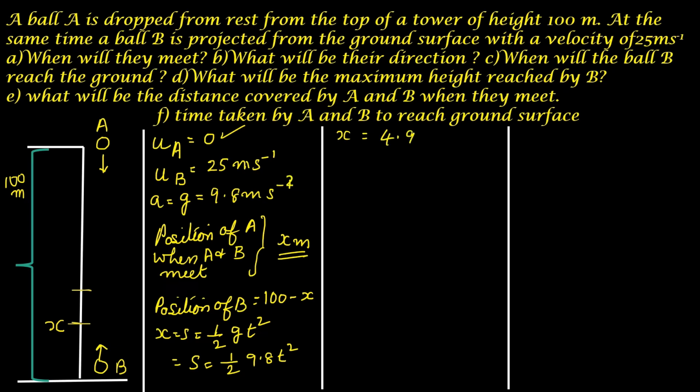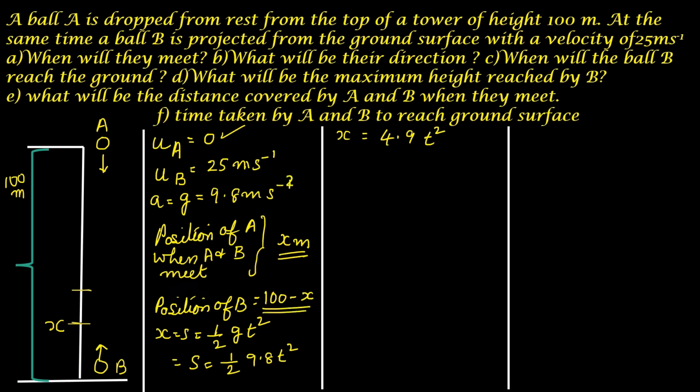So x equal to s is equal to 4.9 t square. We can take this as our first equation. We have not yet calculated the value of t. So we simply leave this as x is equal to 4.9 t square.